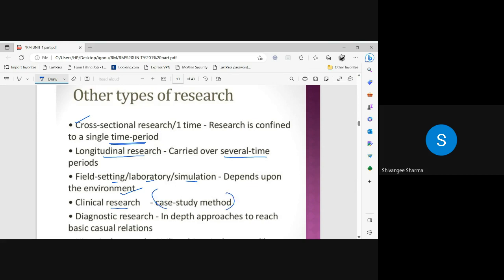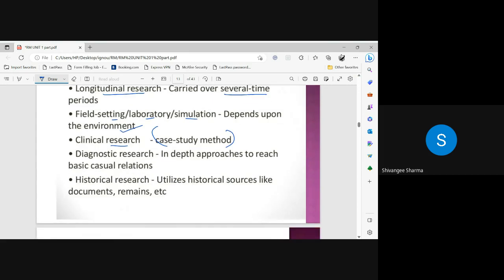Then we have diagnostic research, in-depth approaches to reach basic. It is causal relationship, cause and effect relationship.